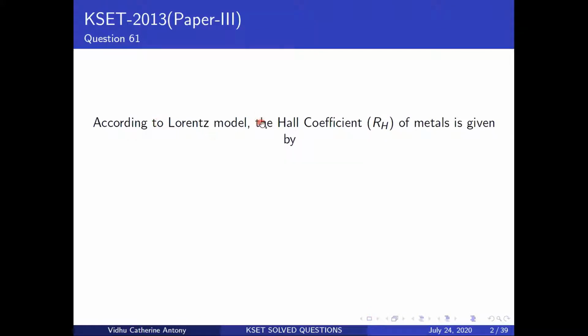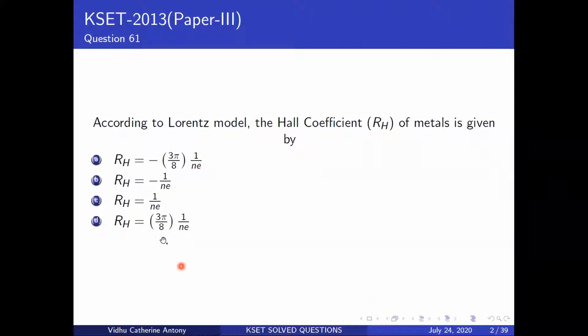According to the Lorentz model, the Hall coefficient RH of metals is given by RH = -3/8 × 1/Ne. RH = -1/Ne. RH = 1/Ne, and 3π/8 × 1/Ne. So now what you're supposed to be careful about is the automatic reflection is to go to this, okay?